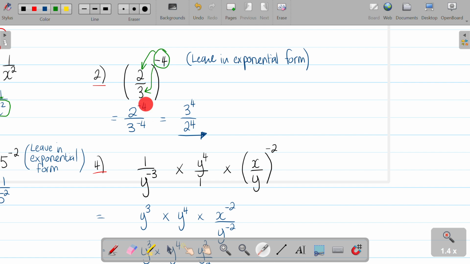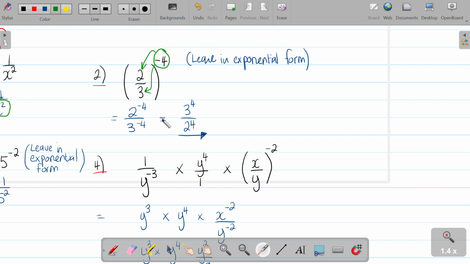So the 2 will get the negative 4, right? So it's 2 to the power of negative 4, and then written over 3 to the power of negative 4. Because the negative 4, as I said, it affects the 2 and the 3. But now, guys, we are not done yet. And please look at this note that I said here. They want us to leave the answer in exponential form. So they want our answer to have exponents in it.